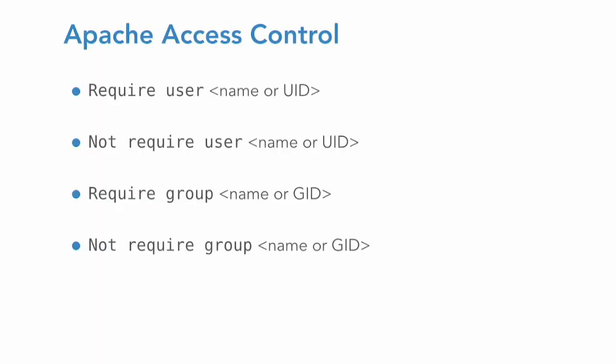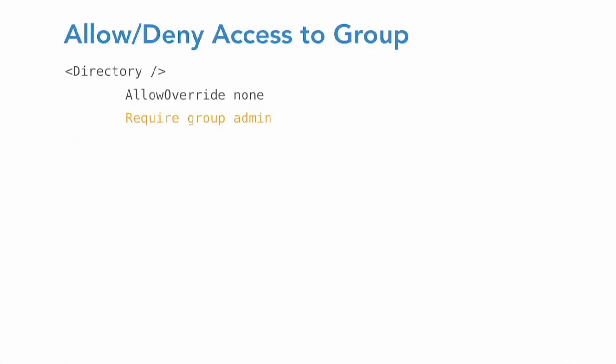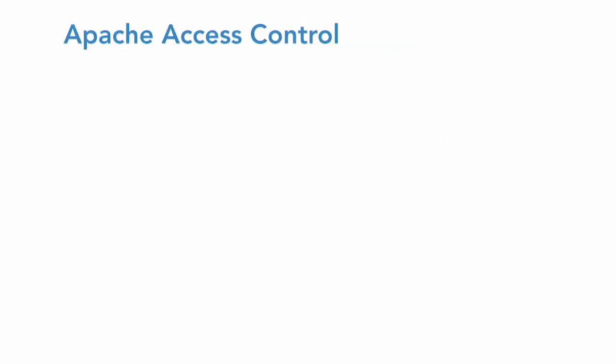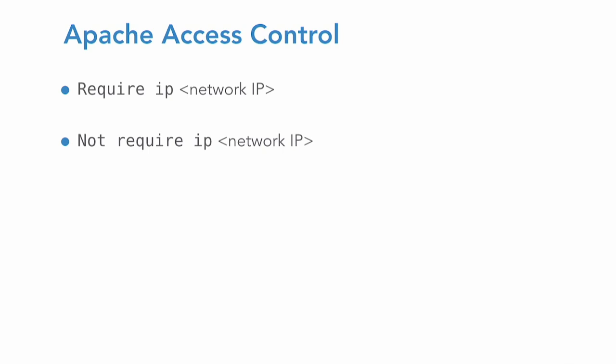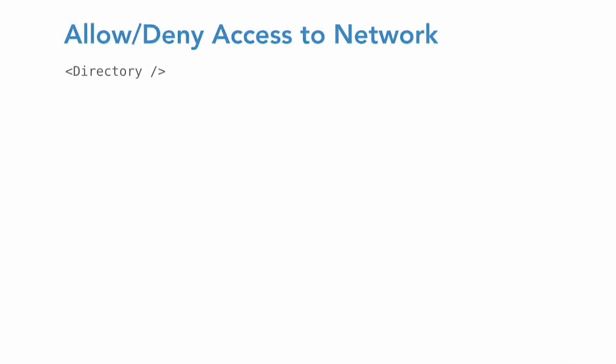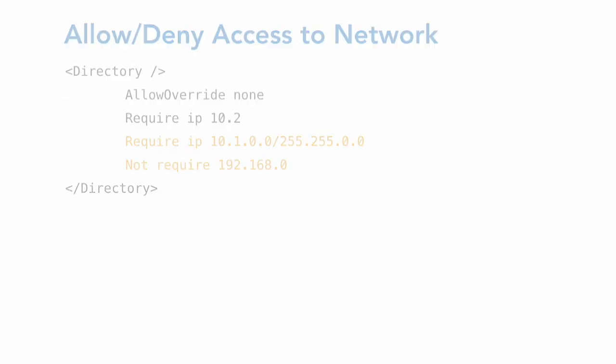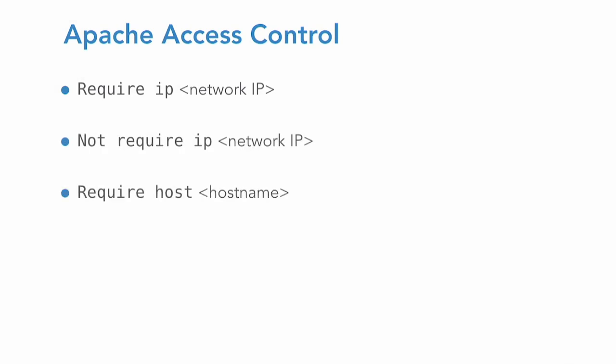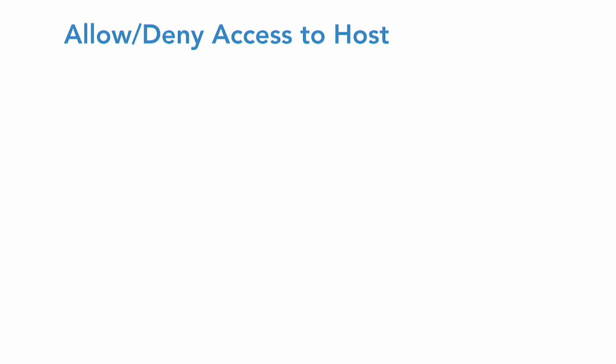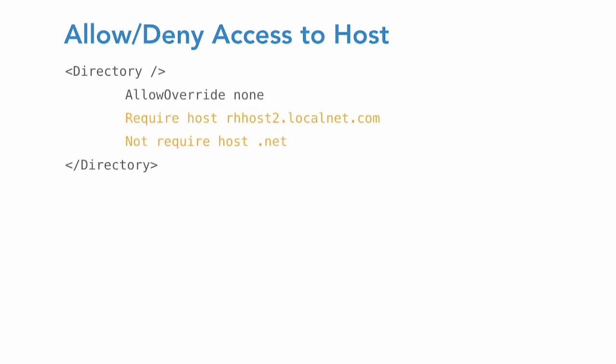We can allow or deny by group as well by using Require group and Require not group. For both, we can just specify the group name. With Require valid-user, access is granted only to valid users. For more broad control, we can allow or deny based on network addresses by using Require ip and Require not ip directives. To use this, we specify the network address without the host portion. If you want to allow or deny based on host name, use the Require host or Require not host directives. We can specify a host or even a portion of a domain name to allow or deny.